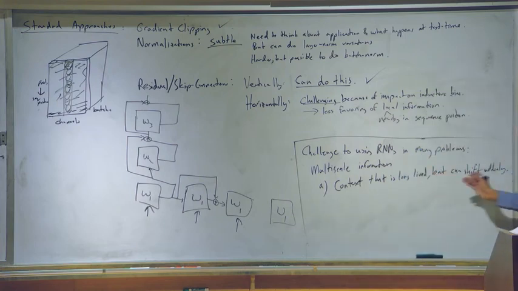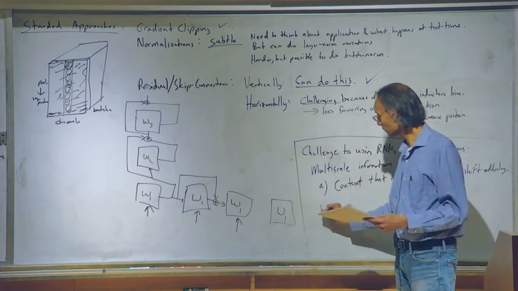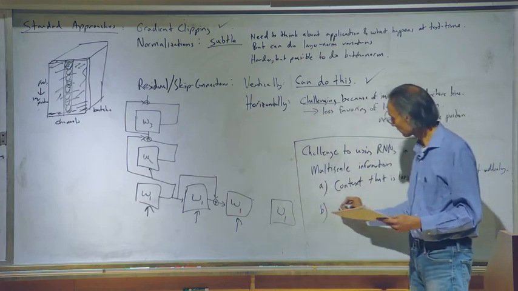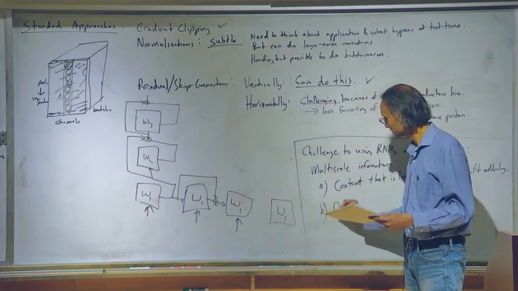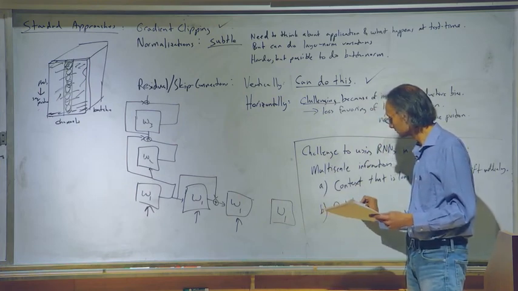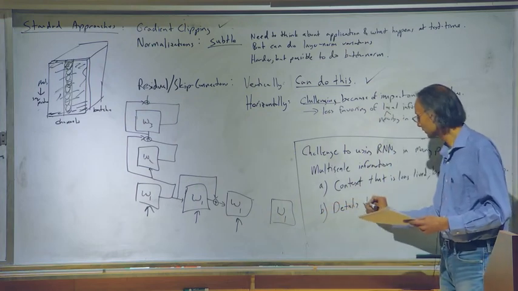So the problem is you have context that can be long-lived but can shift suddenly. And second, you also have details that are relevant, that keep evolving.